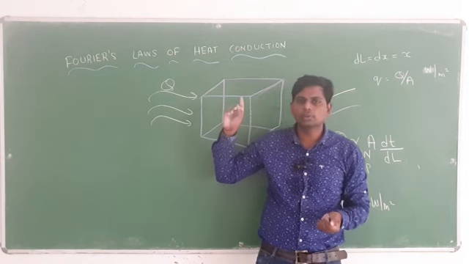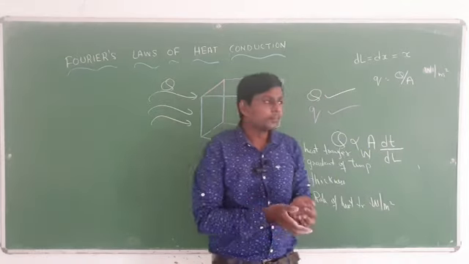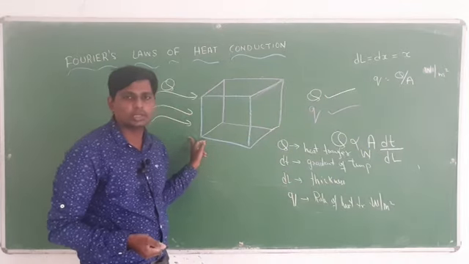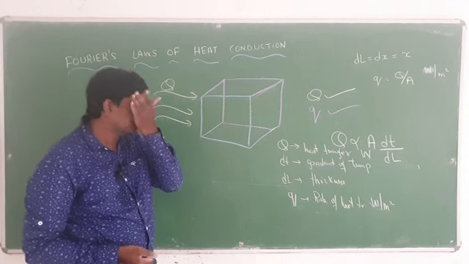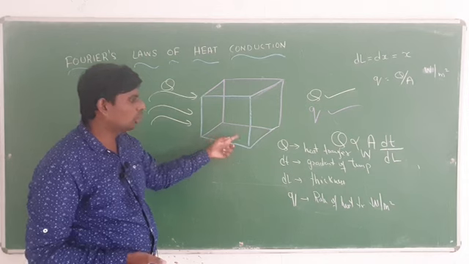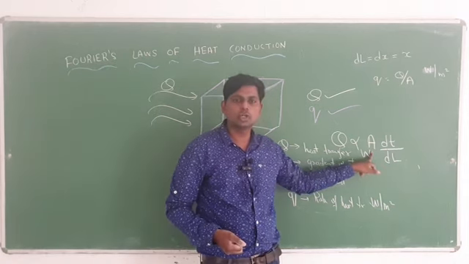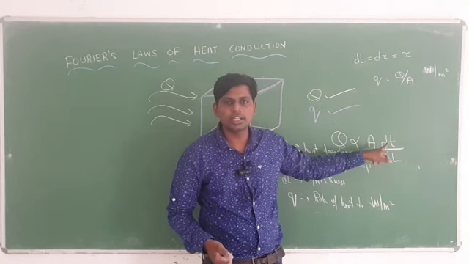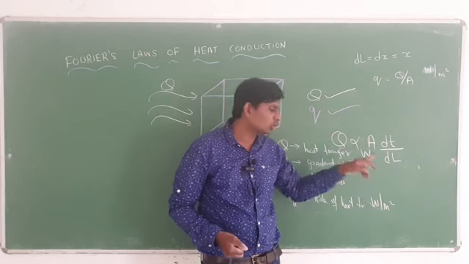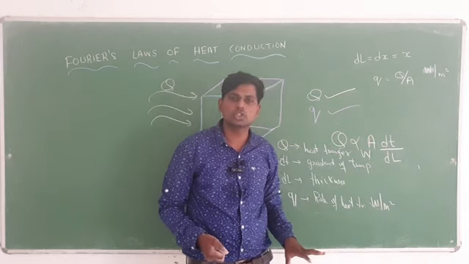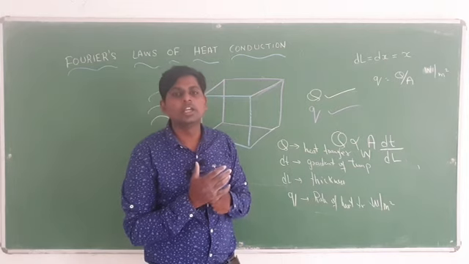What is Fourier law of heat transfer? The rate of heat transfer through a simple homogeneous solid is directly proportional to area, and to the difference in the temperature gradient, and inversely proportional to its length. You have to remember this. This one is known as the Fourier law of heat conduction.